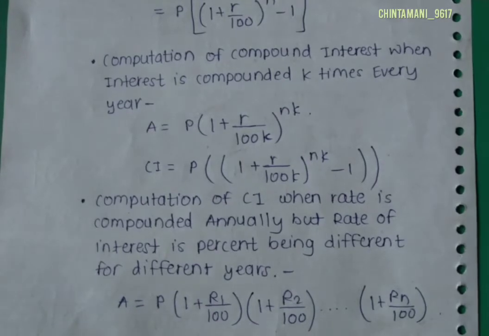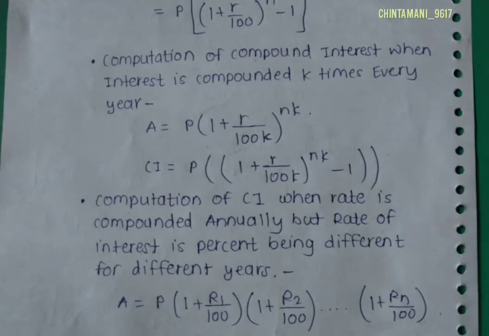computation of compound interest when the interest is compounded annually, but the rate of interest is different for different years. That means if for the first year the rate is 10%, for the second year the rate is 12%, for the third year it is 15%, and so on, then the formula for calculating the amount in compound interest is A is equal to P (1 plus R1 by 100) (1 plus R2 by 100) up to (1 plus Rn by 100). That means up to the nth year for which we have been given the rate.